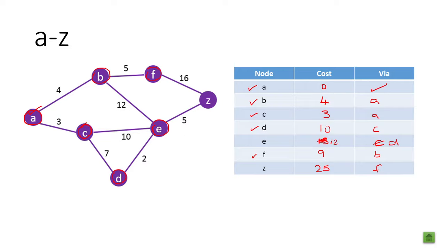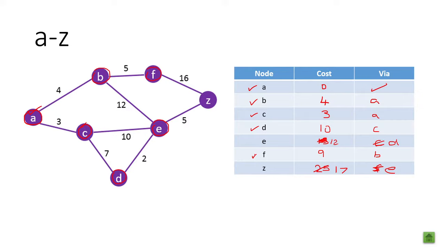And E can only see Z. I can't go to B anymore because it's already been visited. I can't go to C or D because they've already been visited. So what I'm going to do is I'm going to look and say, well, E has a current cost of 12 plus the 5 it's going to take me to get to Z. So that in total, all in all, is 17. Which is faster than that. So I'll get rid of this, and I'll go via E this time.